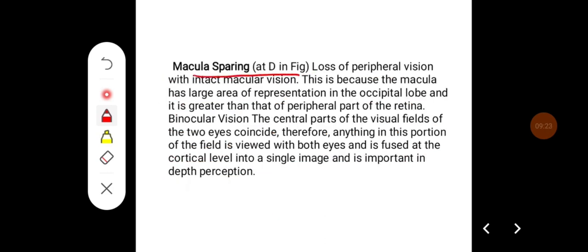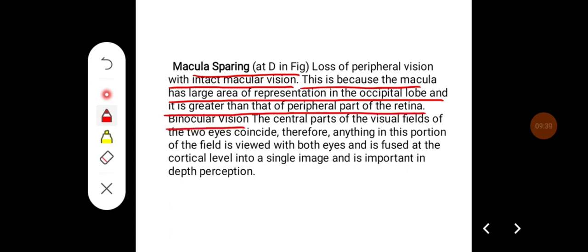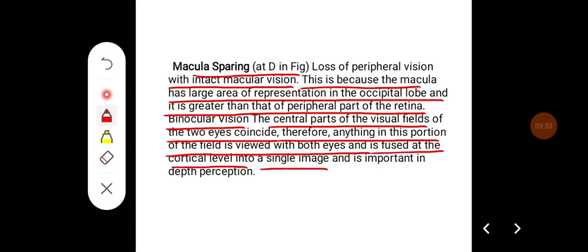Macular sparing is the loss of peripheral vision with intact macular vision. This is because the macula has a large area of representation in the occipital lobe, and it is greater than that of the peripheral part of the retina. Binocular vision. The central part of the visual fields of the two eyes coincide. Therefore, anything in this portion of the field is viewed with both the eyes and is fused at the cortical level into a single image, and it is important for depth perception.